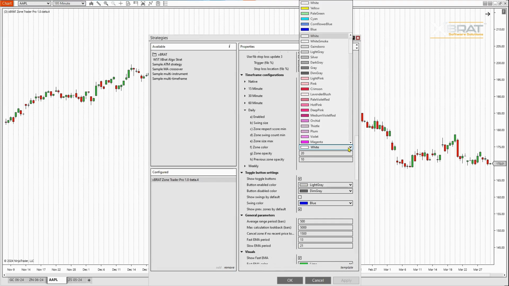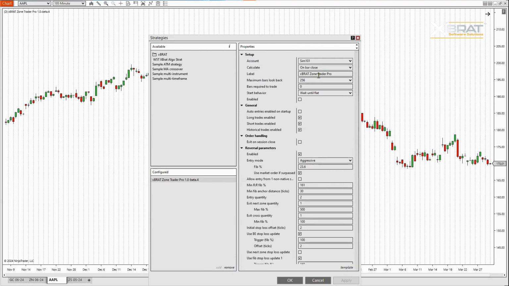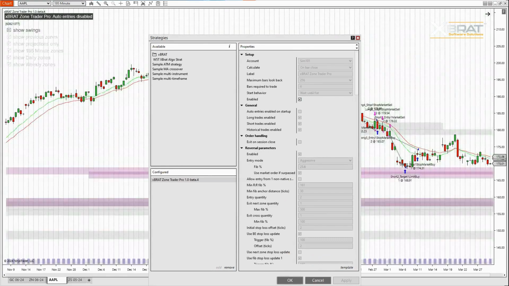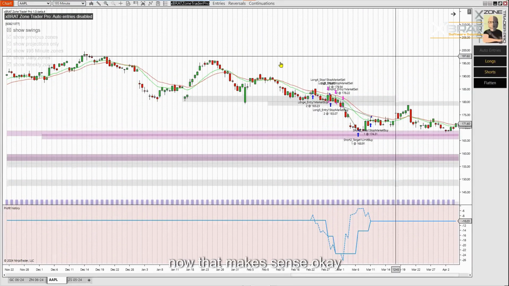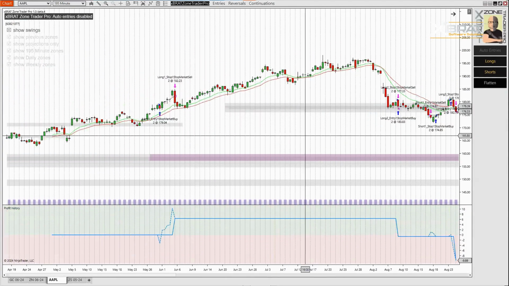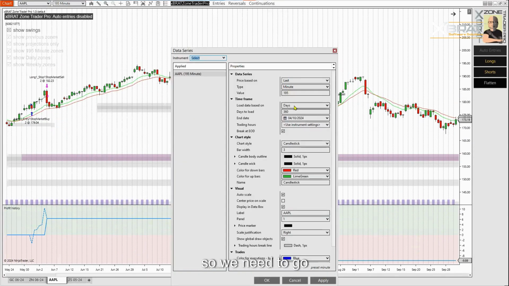Default daily zone needs to be gray, not white. That's why I couldn't see it. Okay, let's go for gray. Now that makes sense. Go data series a long way back. So we need to go 1,000 days.